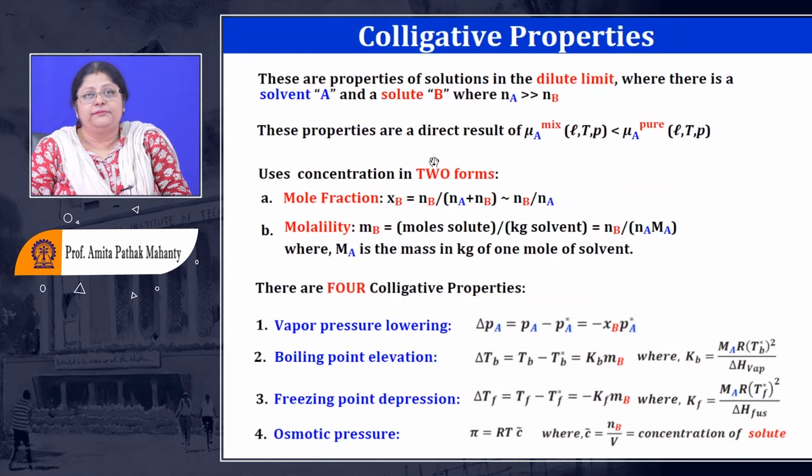The assumption which we have taken is that it's a very dilute solution, and the number of moles of the solvent is much more than the number of moles of the solute. The condition arising for all these properties is because the chemical potential of species A, if I talk about a solvent molecule, is going to be much higher in the pure state compared to the chemical potential of that species in a mixture. So these are the things which we need to know.